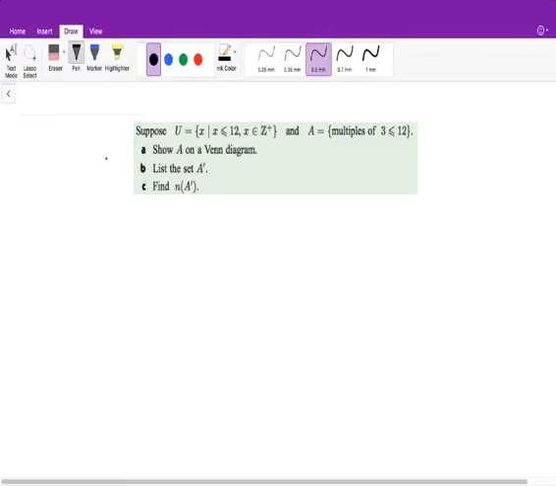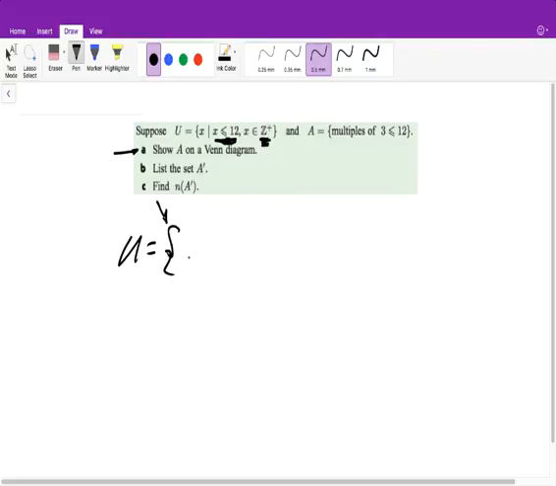So for this one, it says, show these on a Venn diagram. So first thing we want to do is we want to list out what our universe is actually equal to. And on your test, you must use this notation. If you don't, you're going to lose points. So our universe is equal to all the numbers that are less than or equal to 12 that are part of our positive integers.